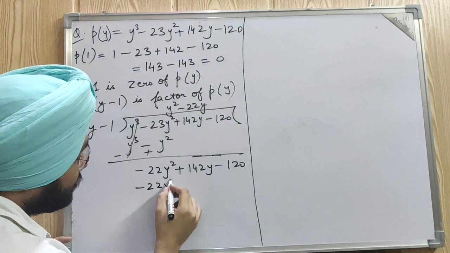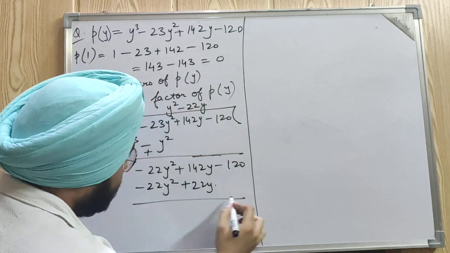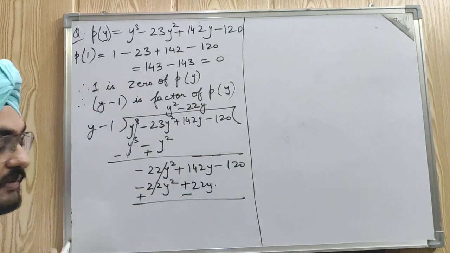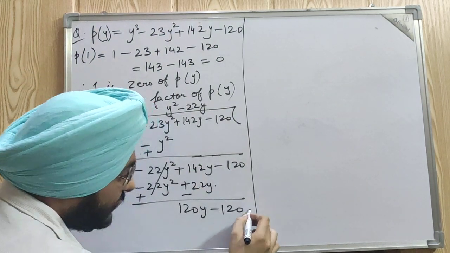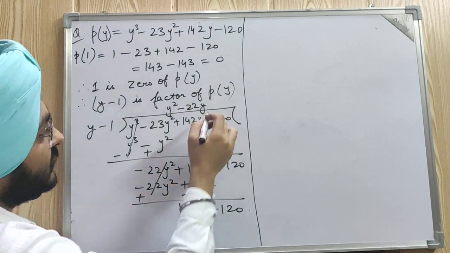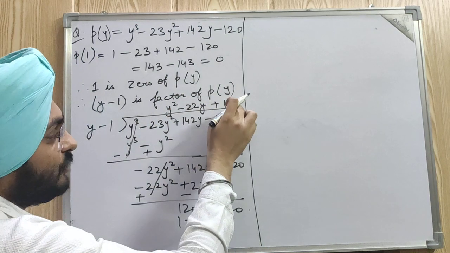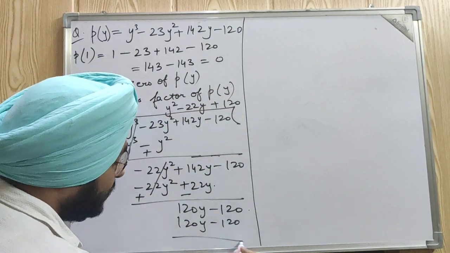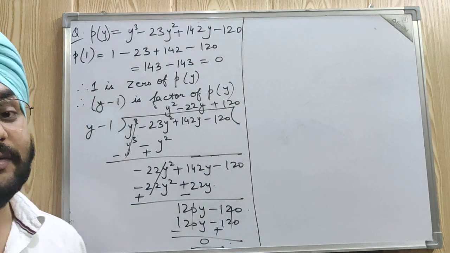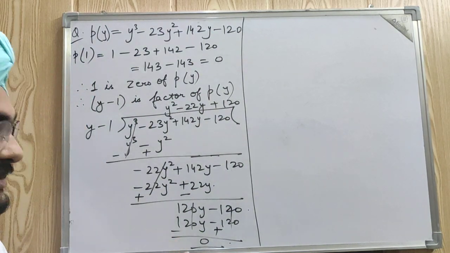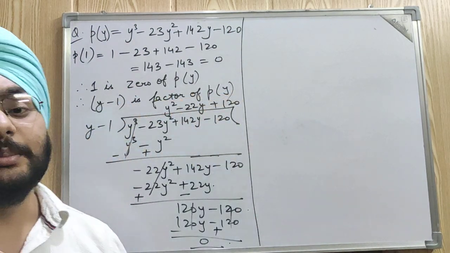So here we will have minus 22y square. Minus 1 into minus 22y is plus 22y. Again this positive, this negative, cancel. 142 minus 22, we are left with 120y minus 120. y should be multiplied with what? 120 right now. So 120y minus 1 into plus 120 is minus 120. Changing the signs, all will be cancelled, the remainder will be 0. And I have told you earlier as well, your remainder should always be 0 in this case, because we are saying y minus 1 is a factor of P(y).